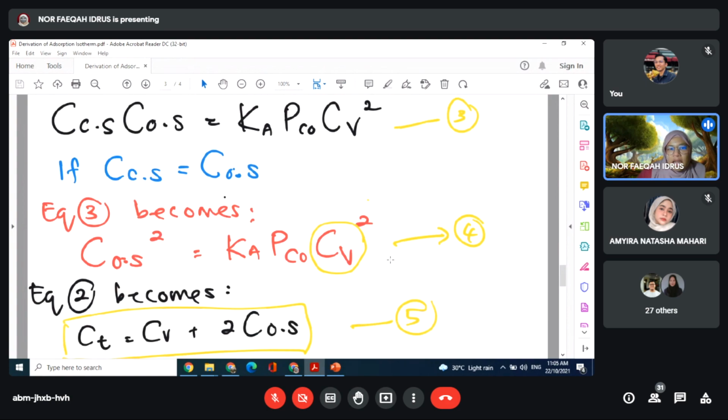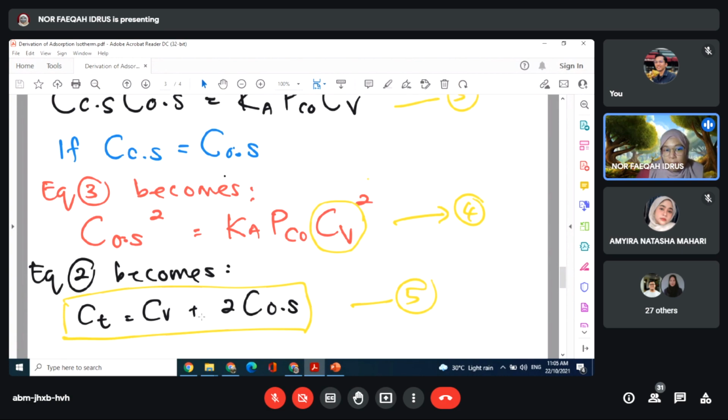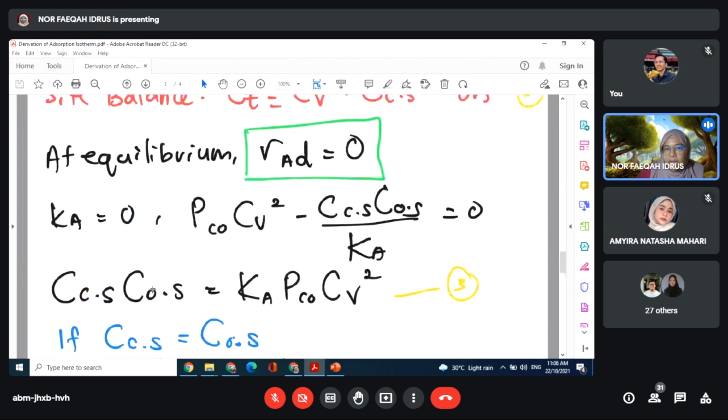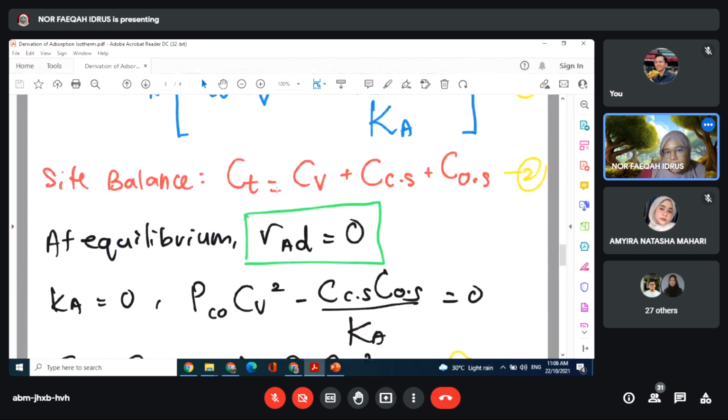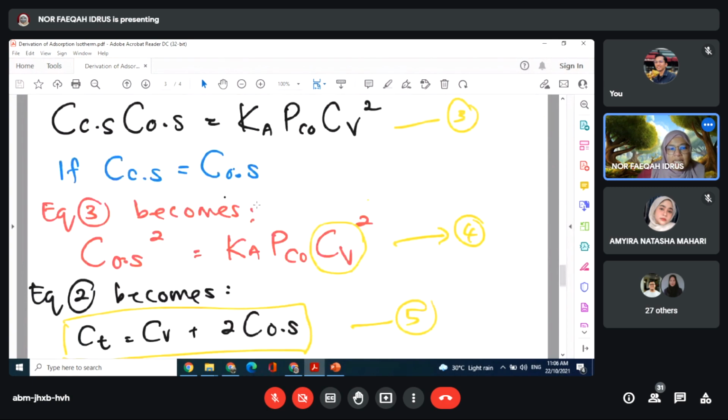Okay, then next, when we assume the concentration for C dot S and O dot S are similar, now your site balance becomes, so that's why I wrote equation 2. Equation 2 from the site balance. Okay, so these two species have the same concentration. That's why the site balance becomes Ct equal to Cv plus 2Co dot S.